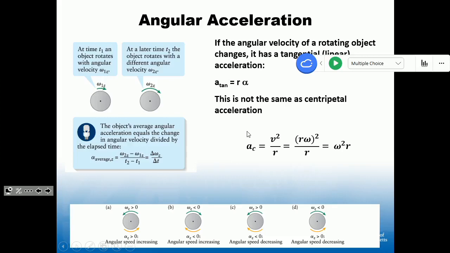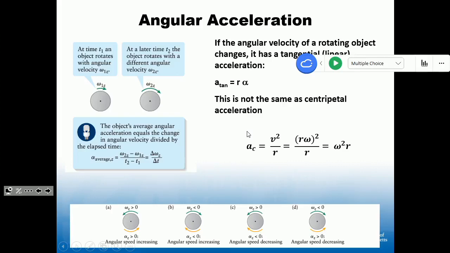Everyone with me? Okay. So think of that ceiling fan again. As that ceiling fan is spinning up to speed, you turn it on, it spins up to speed. There is some alpha. Omega is changing. Then it spins at a constant omega for a while. And then you turn it off and it spins down. During the spin down process, there is alpha as well. Again, angular velocity is changing.